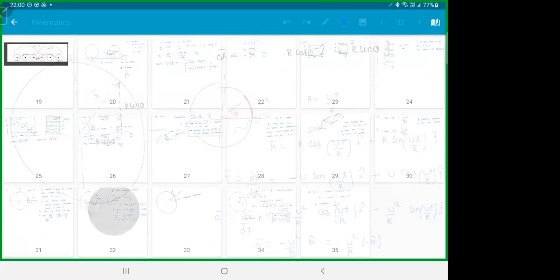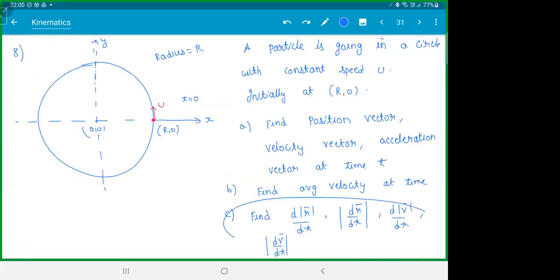Fair enough. What about the C part? It's still not over. d mod r by dt, mod of dr by dt, and d mod v by dt. Try. You got a minute for that. Anyone confused till here? Anything you're not convinced? Please ask me. Get it clear.